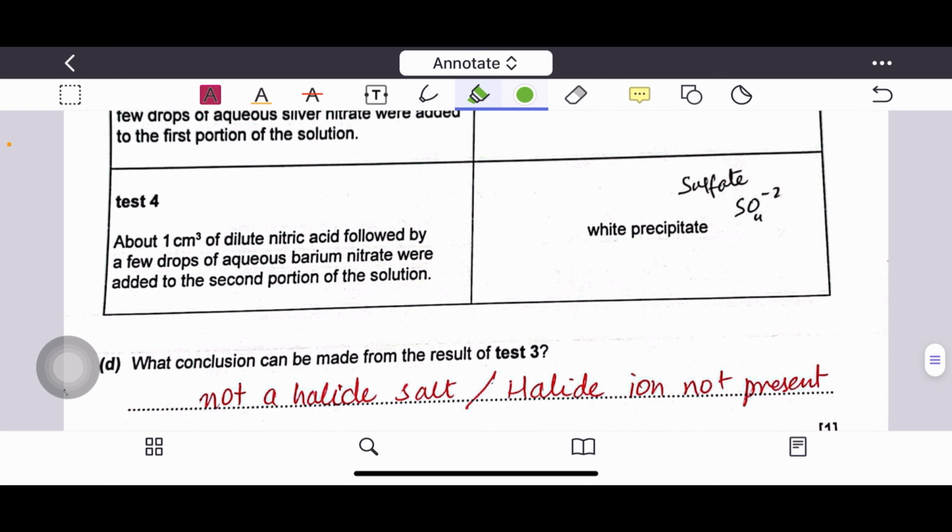Test 4 is 1 cubic centimeter of dilute nitric acid followed by a few drops of aqueous barium nitrate. It is specifically a test for sulfate ion. These were added to the second portion of solution. It gives a white precipitate, so it means sulfate ion is present.